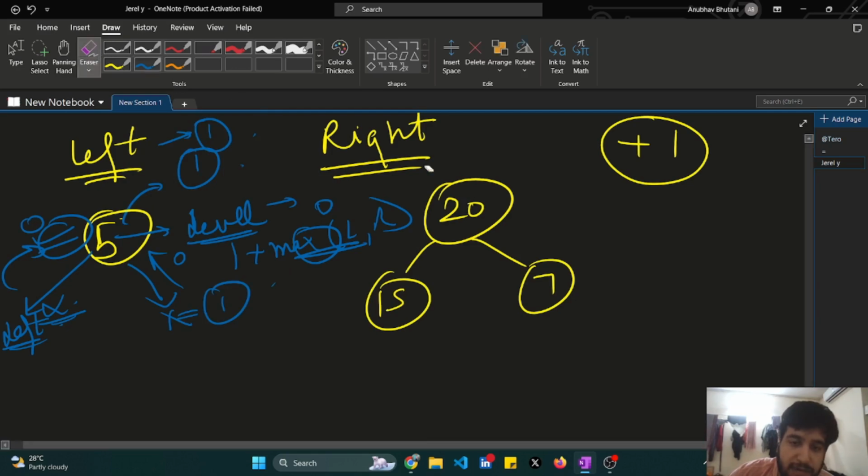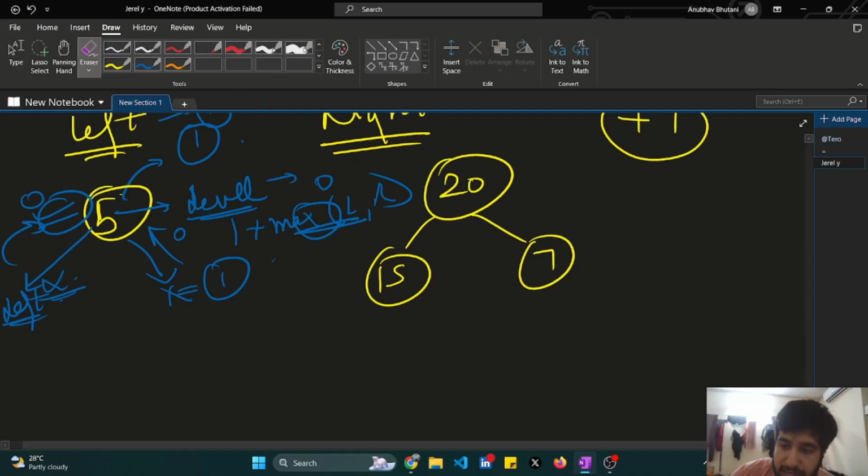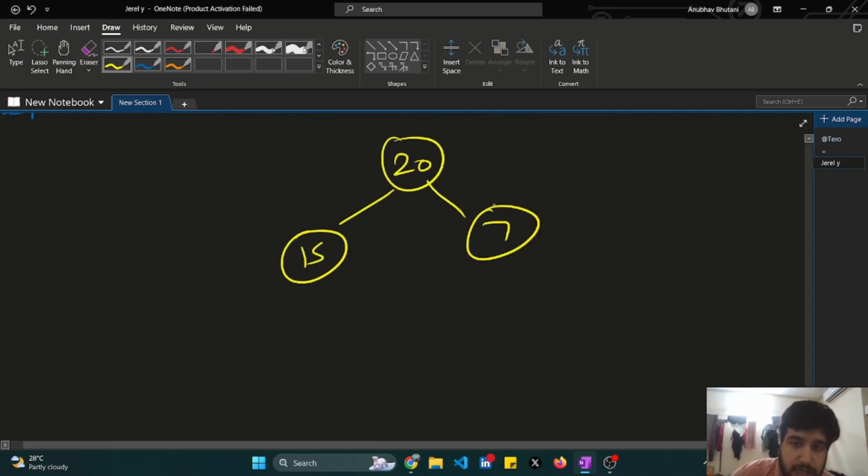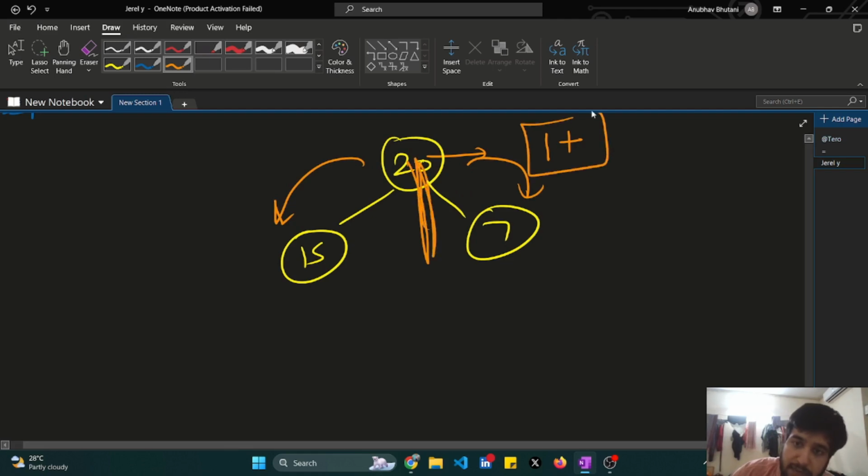If I come to the right subtree, 20, 15 and 7, this is 20, 15 and 7. Suppose consider this as plus 1 because this would also constitute a level. I'll come to the left subtree, I'll come to the right subtree, I'll again split them. This plus 1 is mandatory because this is also adding up to a level. This node is also adding up to a level. So I have to do this plus 3, plus 1.